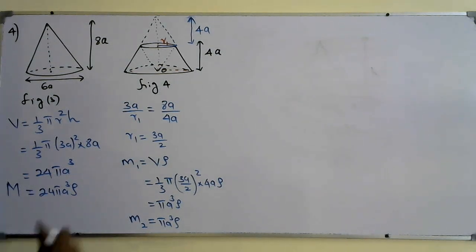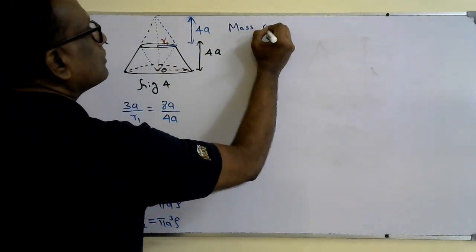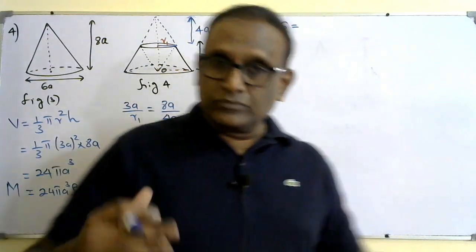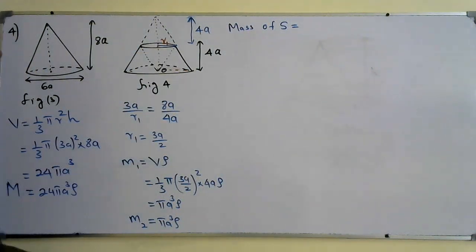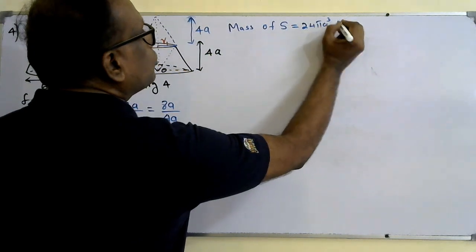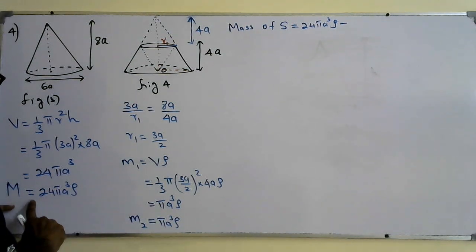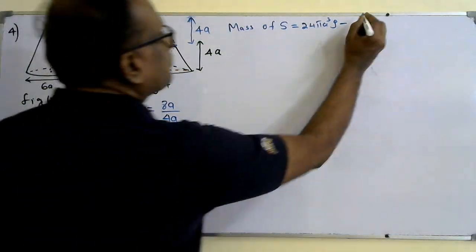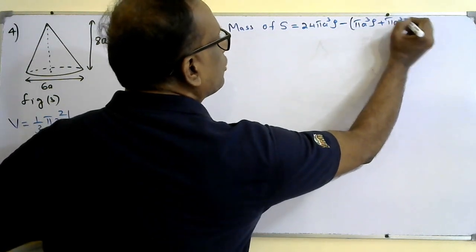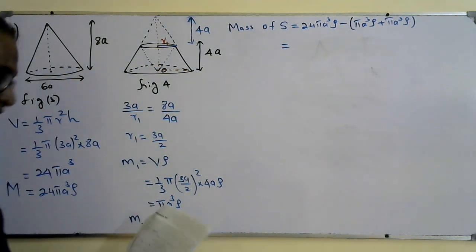So the mass of S, the remaining portion of this cone after removing the upper part and the inner part, is going to be the initial mass 24 pi a cube rho minus m1 plus m2. So that is m minus (m1 plus m2), which is 24 pi a cube rho minus pi a cube rho minus pi a cube rho. So you will get the mass of S as 22 pi a cube rho.